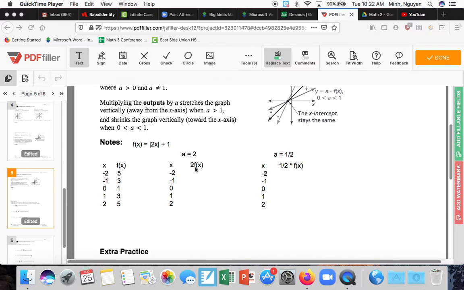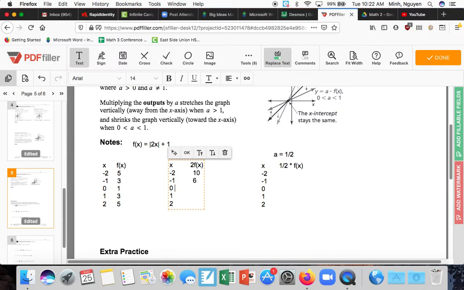Here I made it so I have a is equal to 2, and then a is equal to half. And here's what that looks like, 2 times f of x, and then 1 half times f of x. It says multiplying the outputs, and that's all that's happening. We're just multiplying the outputs. So when we multiply the outputs, we get 10, 6, 2, 6, and 10.